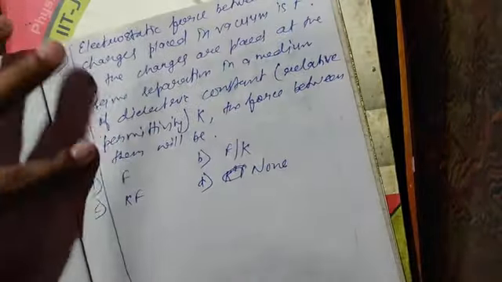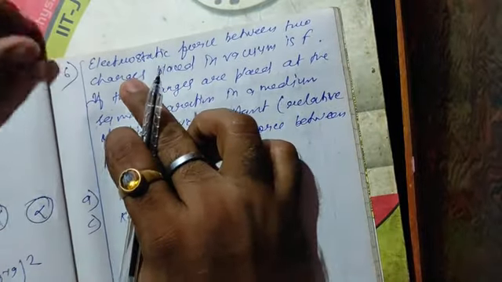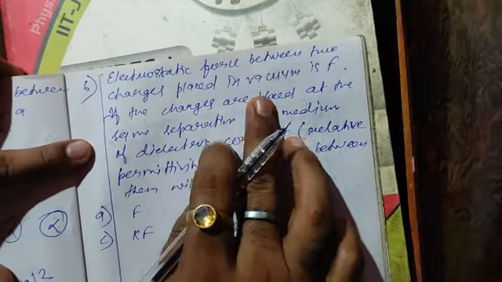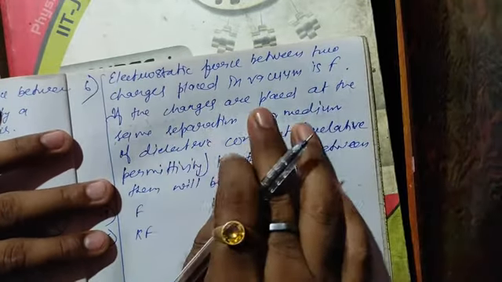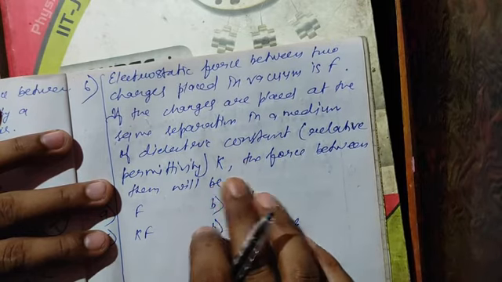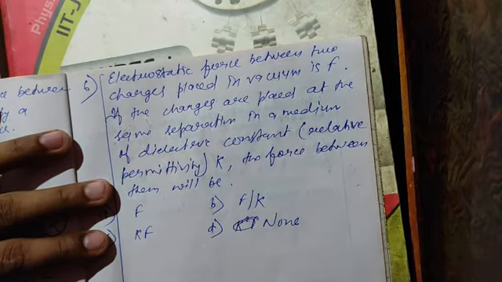Now we move to the next numerical, that is electrostatic force. Next, question number 6: the electrostatic force between two charges placed in vacuum is F. If the charges are placed at the same separation in a medium of dielectric constant K, the force between them will be? That is the question.